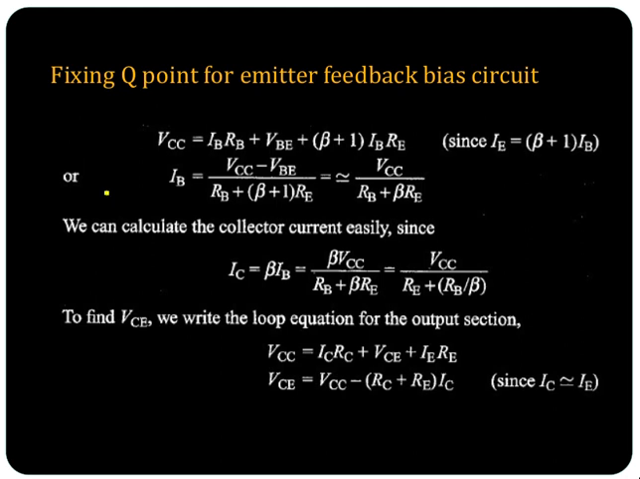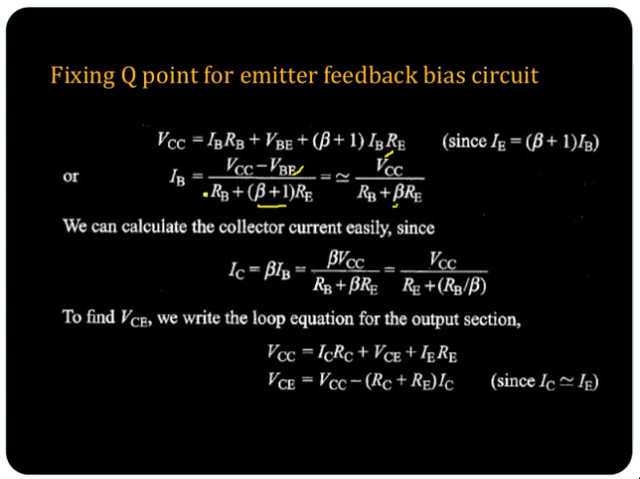So if these issues are resolved, then we can fix the Q point for emitter feedback bias circuit. How to fix the Q point? You have an expression VCC equal to IBRB plus VBE plus beta plus 1 IBRE. You are replacing IE with beta plus 1 IB. Now IB, you have got an expression like this in terms of beta, or you can approximate this as VCC by RB plus beta RE. Since beta is very much greater than 1, you can approximate beta plus 1 RE as beta RE, and after neglecting VBE, you can get an expression for IB like this.